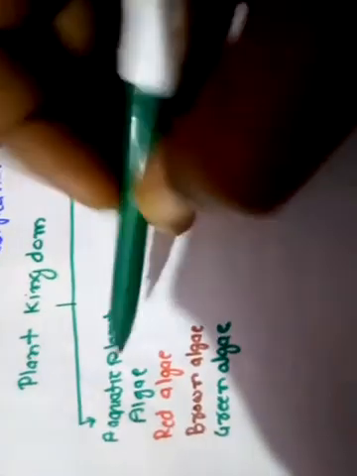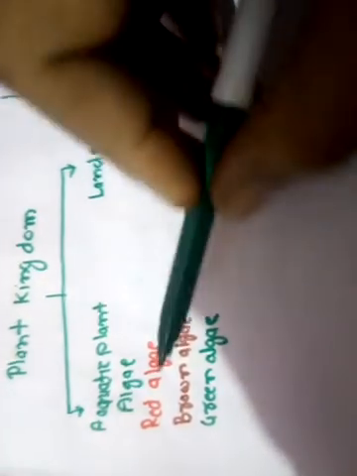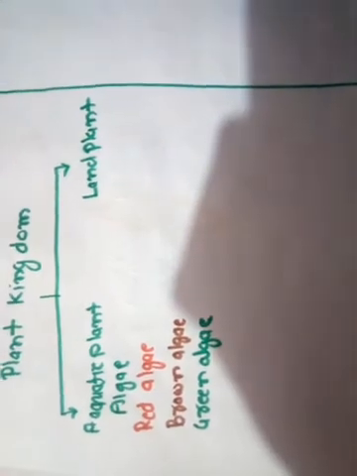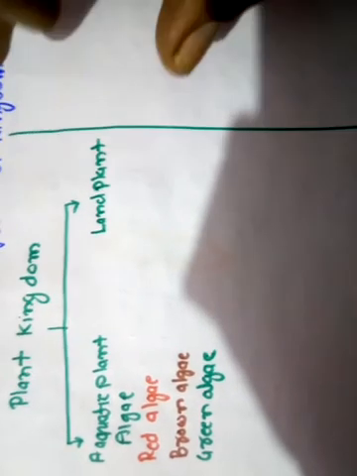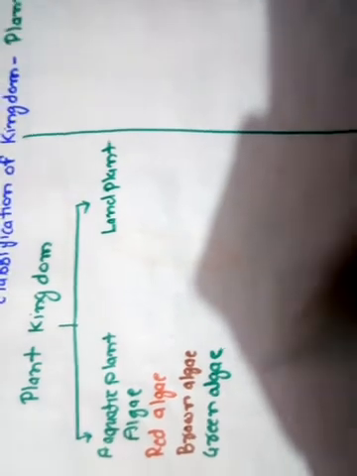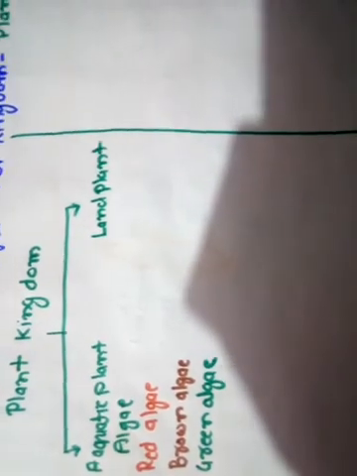And these aquatic plants basically include the algae, and algae are further of 3 types. They could be red algae, brown algae, and green algae. We will discuss these different algae later in this chapter. So firstly, the kingdom Plantae is divided into 2 groups depending upon the habitat. One group is aquatic plants and one group is land plants.